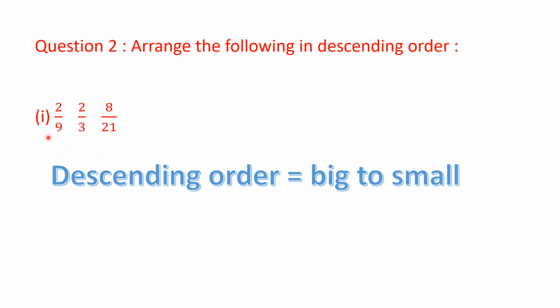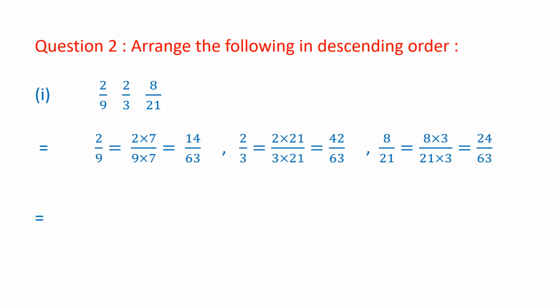So that means in order to see which one is the bigger number here or which one is the smaller number here, first we need to convert these three fractions, 2 by 9, 2 by 3 and 8 by 21, into like fractions, right? And in order to convert it into like fractions, what should we do? We should convert their denominators into the same number, right? So let's do that now.